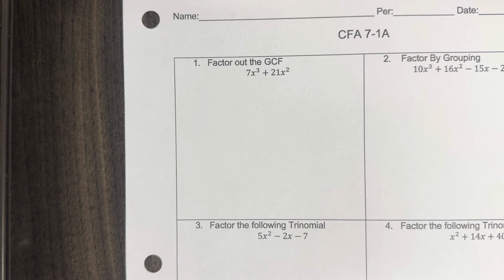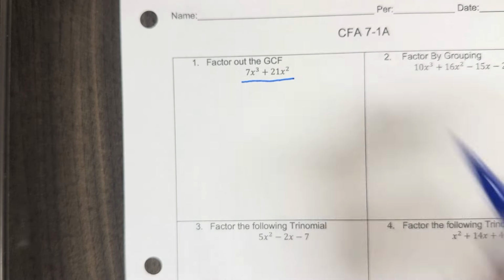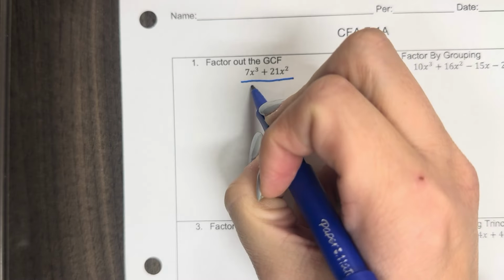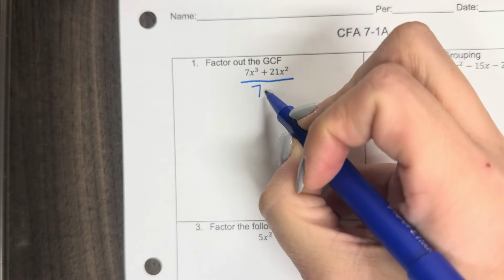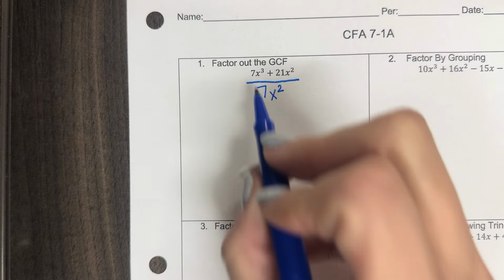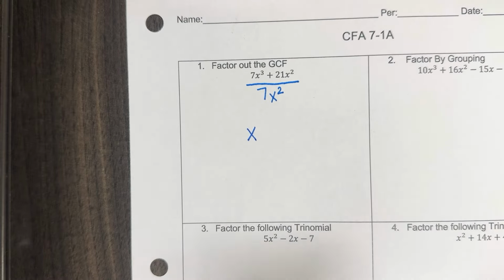So number 1 is asking us to factor out the GCF, right? So we're looking for the largest number that will divide evenly into 7 and 21. Those are both divisible by 7. They do both have the variable. The smallest exponent is 2. So I will divide out 7x squared. 7 divided by 7 is 1. There are 3 x's. I take away 2, so I have an x to the first left.